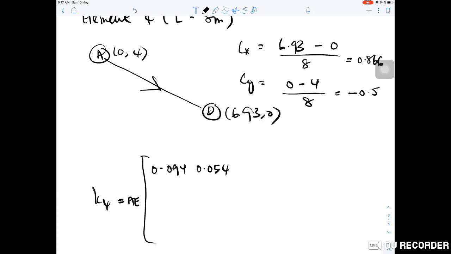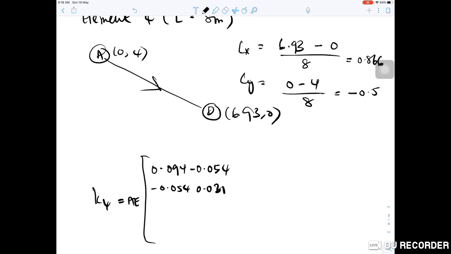So it is negative 0.054. CY squared divided by 8 is 0.031.